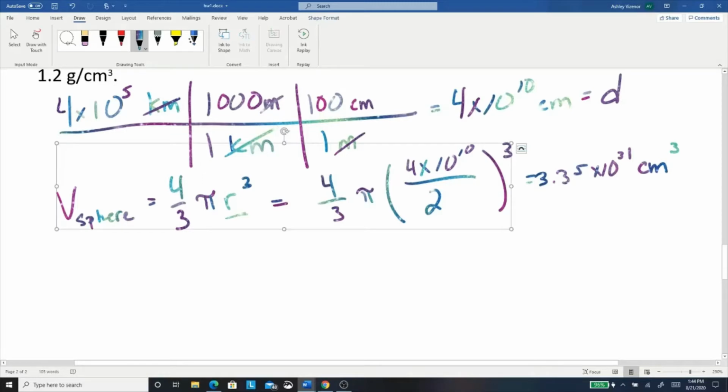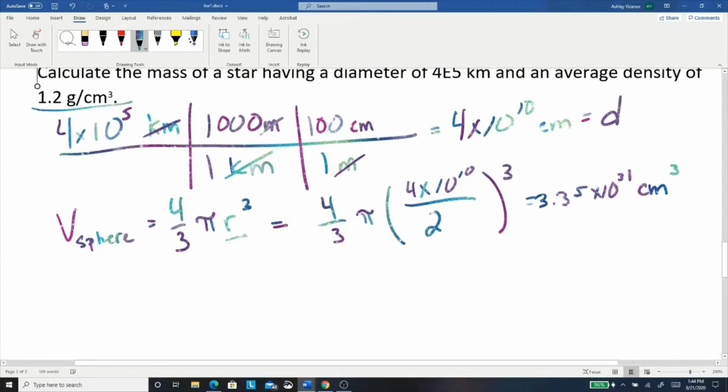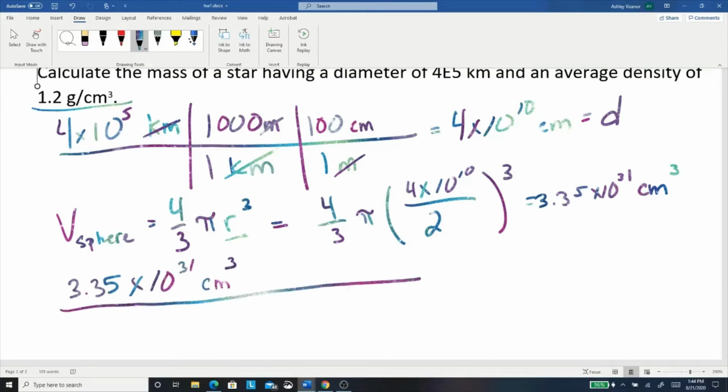And now we can use density to convert to grams. We're given a density of 1.2 grams per cubic centimeter. That's kind of a light star when you think about it, because the density of water is 1 gram per cubic centimeter. So it's not even that much denser than water. So 3.35 times 10 to the 31st cubic centimeters times 1.2 grams per 1 cubic centimeter. And then when you look at the answer space, it wants our answer in kilograms, and there is 1 kilogram per 1,000 grams.